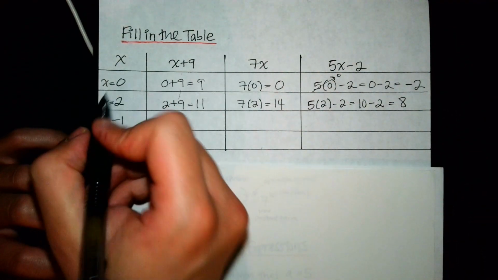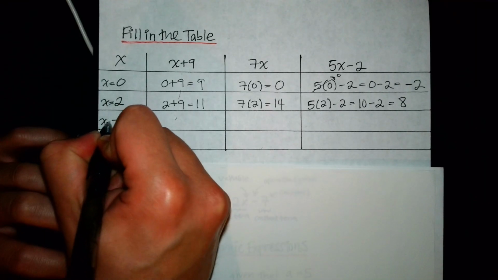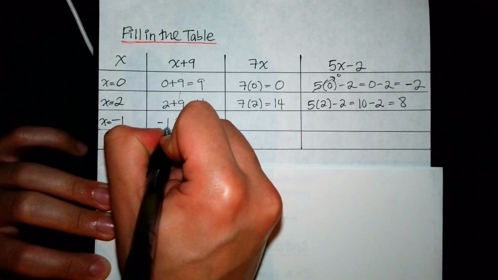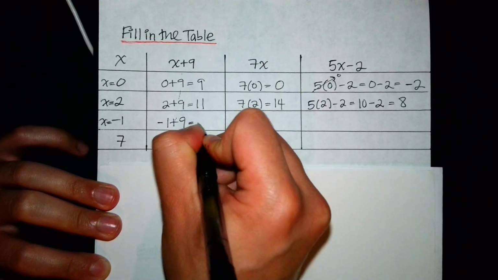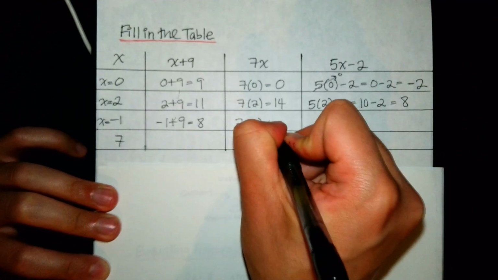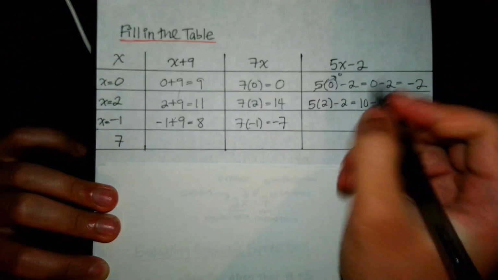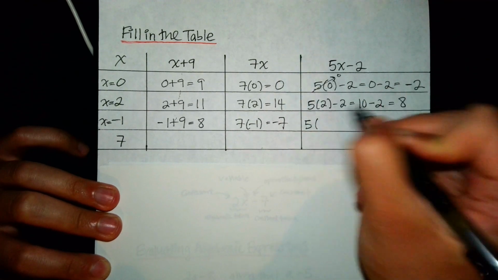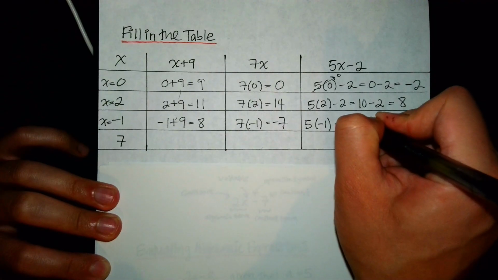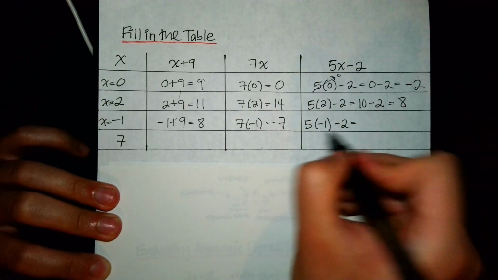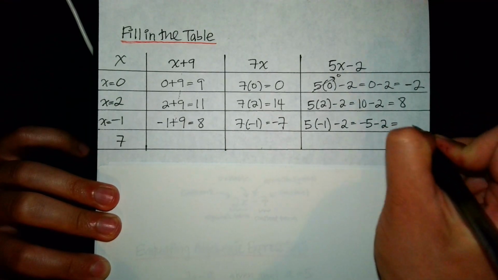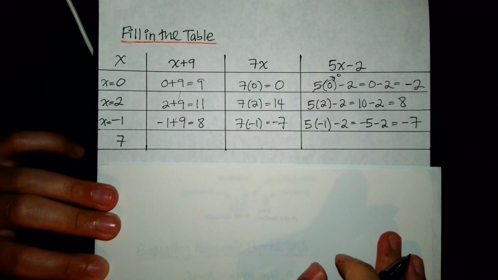Okay, let's move on to the next row. We have x is equal to negative 1 now. We replace x with negative 1. Negative 1 plus 9 gives us 8. 7 times negative 1 gives us negative 7. And lastly, 5 times negative 1 minus 2. 5 times negative 1 is negative 5. Negative 5 minus 2 will give us negative 7.